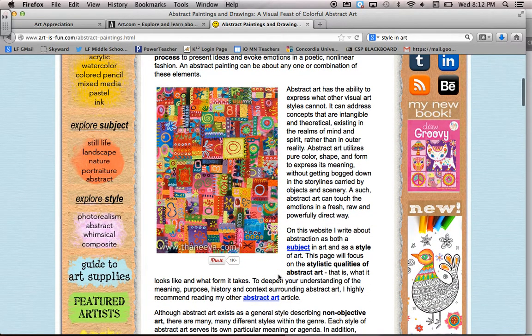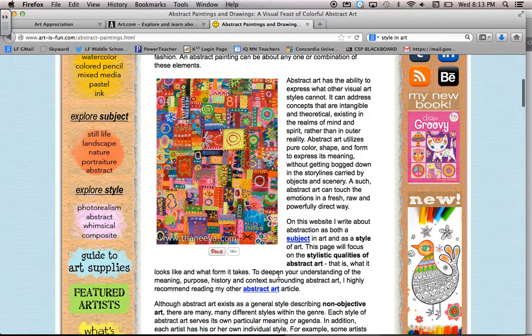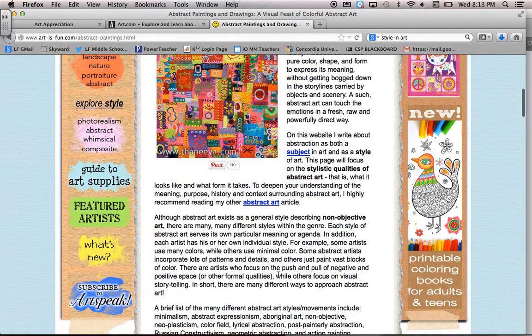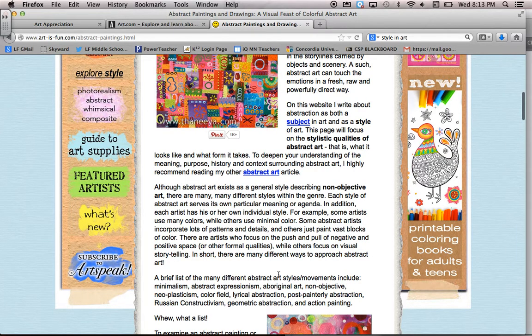Abstract art has the ability to express what other visual artist styles cannot. It can address concepts that are intangible and theoretical, existing in the realms of the mind and spirit rather than outer reality. A lot of abstract art can be non-objective art as well, and there are many different styles within this genre.